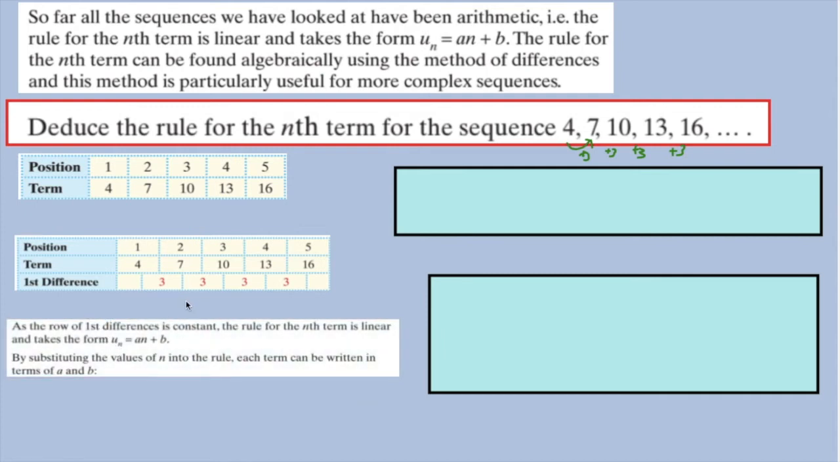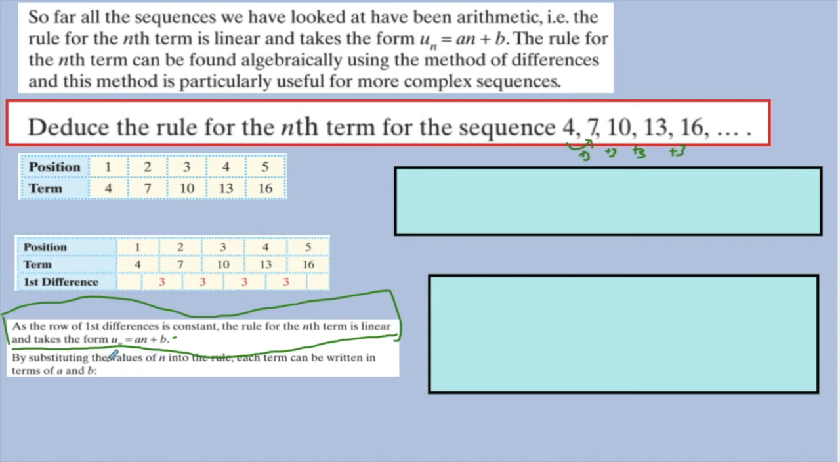As the first row of differences is constant, the rule for the nth term is linear and takes the form of u equals an plus b. This is our big part here. Like I said, this is our big part right here. Where they become constant, that's where we stop with that part.